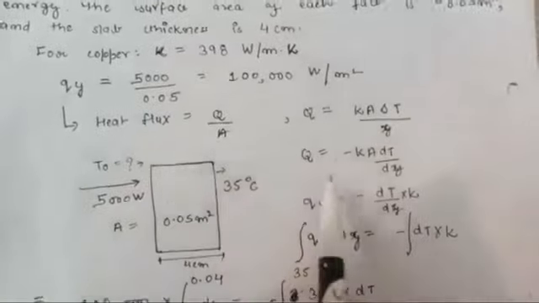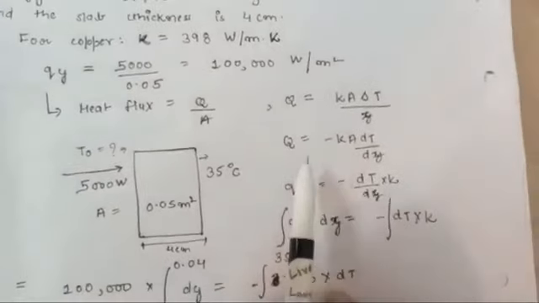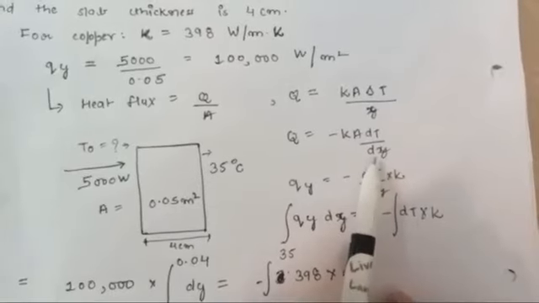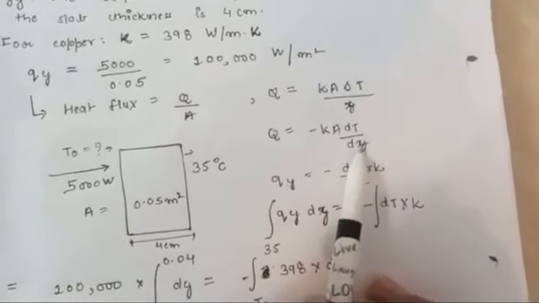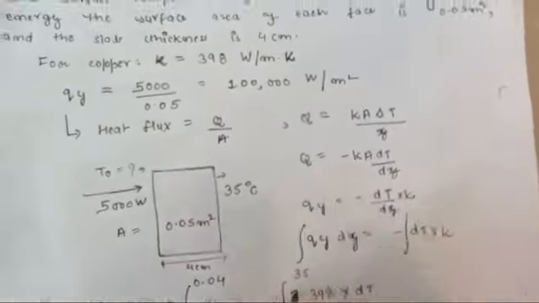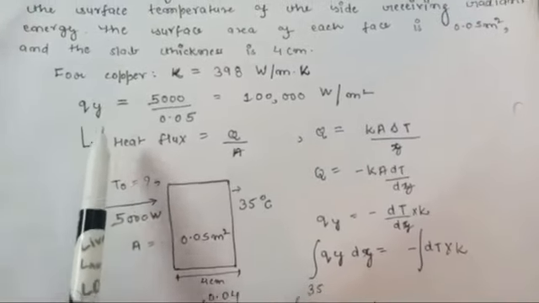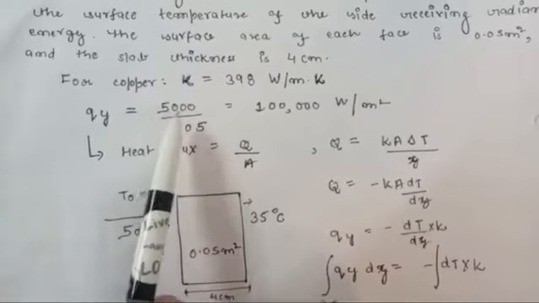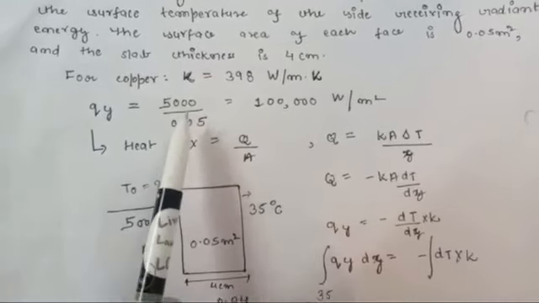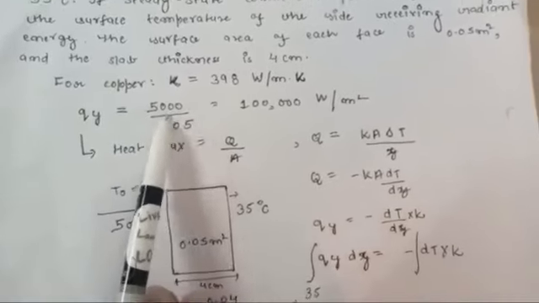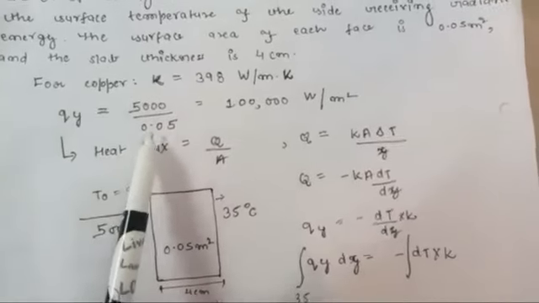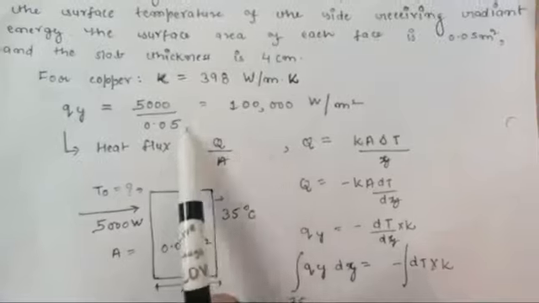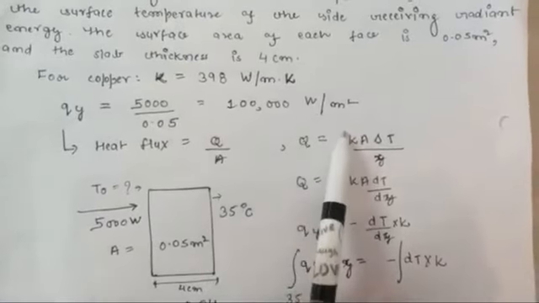So this is the formula of Fourier's law of heat conduction, which is Q is equal to minus kA dT by dy, where dT by dy is the temperature gradient. Here, first we have to calculate the heat flux, Qy, meaning the heat transfer rate per unit area. The heat transfer rate is given as 5000 watt and the area is 0.05 meter square. So we get heat flux as 1 lakh watt per meter square.